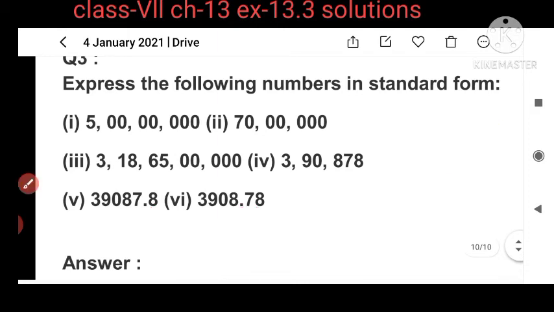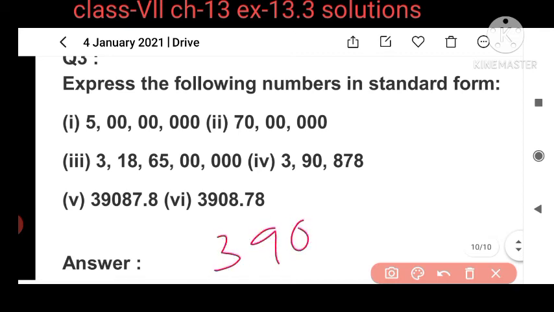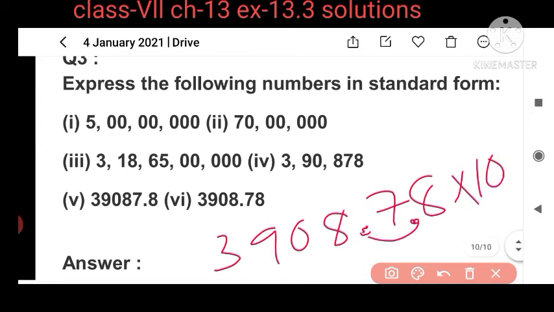Now if you bring this decimal here, 3908, then here you bring the decimal, then you write 78. That means you have shifted the decimal from here to the left side. How much have you shifted? 1, isn't it? So it will be 10 to the power 1. You have to write it as positive, not negative. So you write 10 to the power 1.